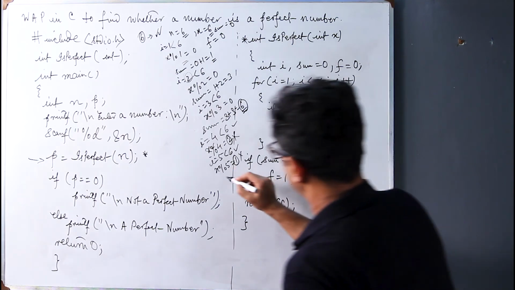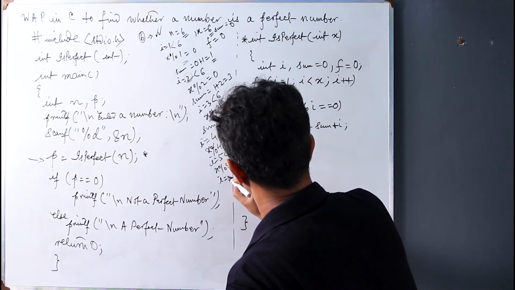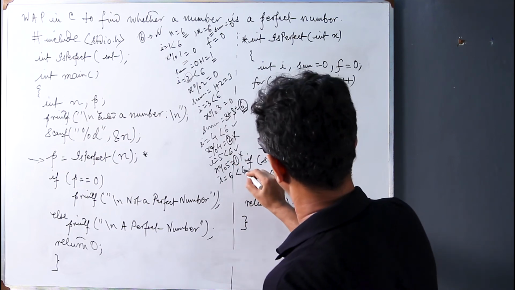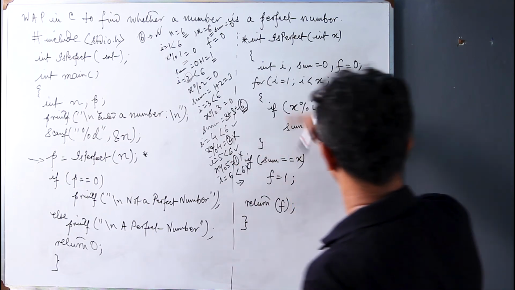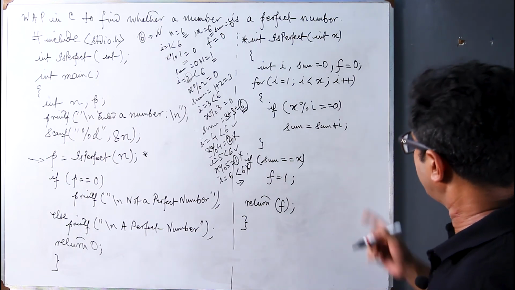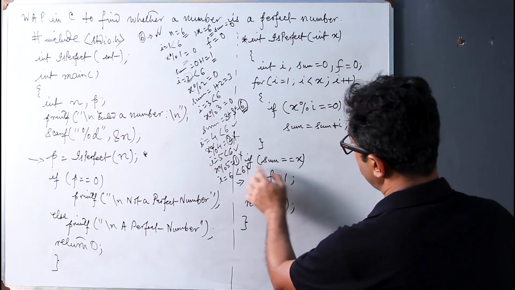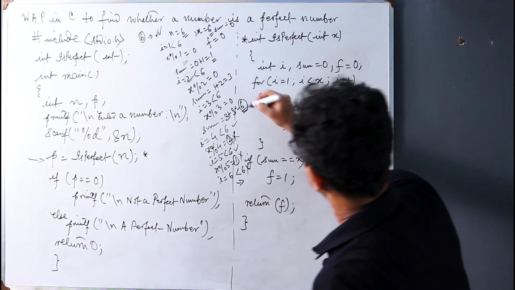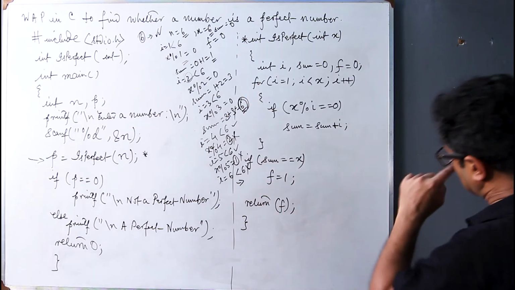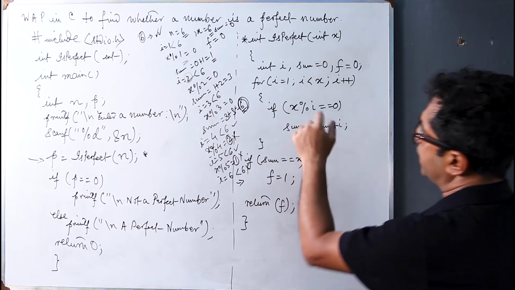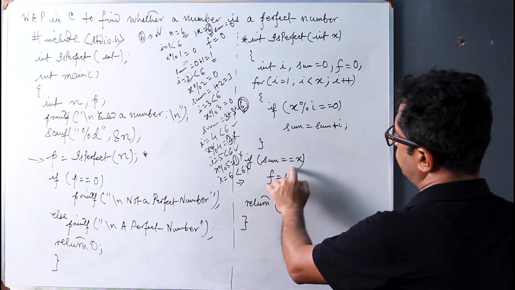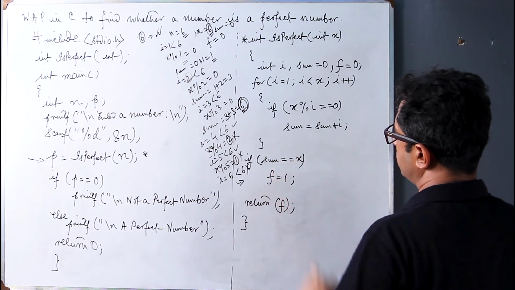Now comes the increment part. To increment I by unity, and I becomes 6. So 6 is not less than 6. Condition doesn't hold. We come out of the for loop, and now let us check if sum equals x. If sum equals x, what is the value of sum? Sum is 6 now. And what is the x value? X was 6, and that's why we see that the sum value is just equal to the value of x.